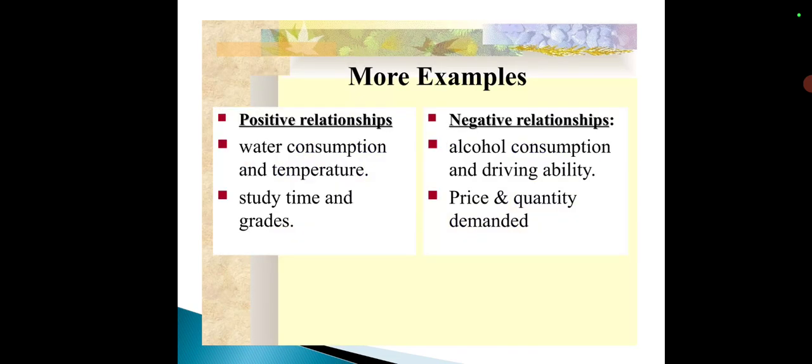Here are some more examples of correlation analysis. Positive relationship: water consumption and temperature, and study time and grades. Negative correlation: first, alcohol consumption and driving ability; second, price and quantity demanded.